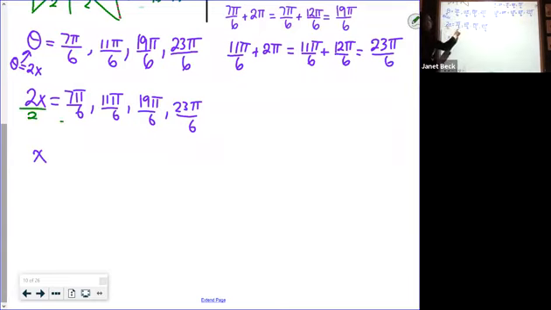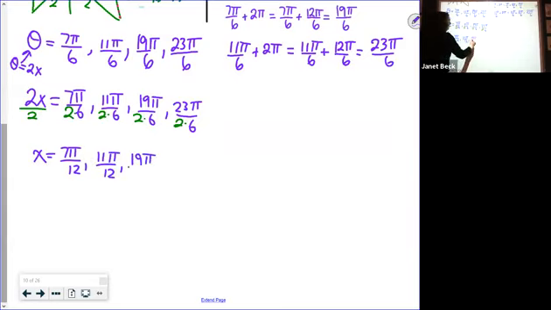Now, do not do that. Don't do that. Think about it. If you're dividing by 2, where does the 2 go? Does it go in the numerator? No, that would be multiplying by 2. If you're dividing by 2, it goes down here. So our solutions for x are 7π/12, 11π/12, 19π/12, and 23π/12. And we're finished.